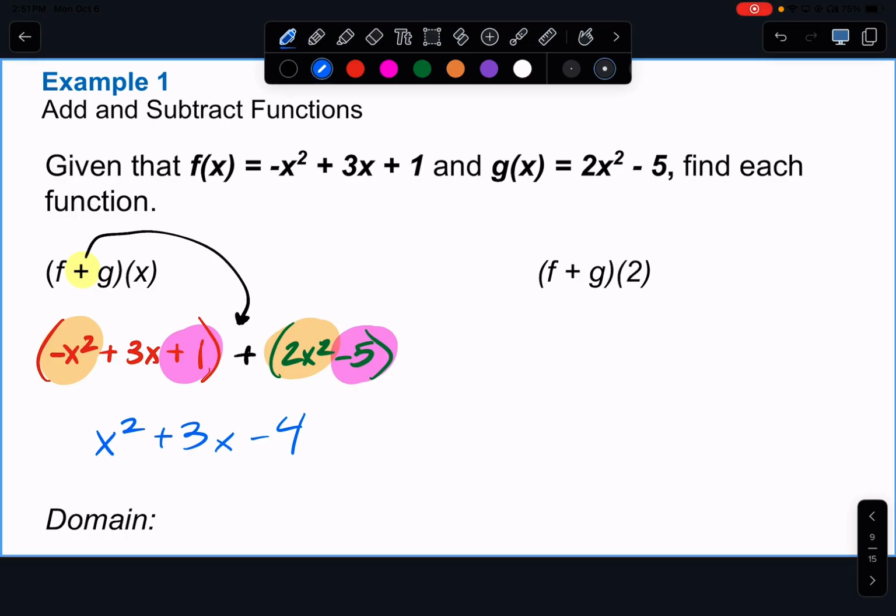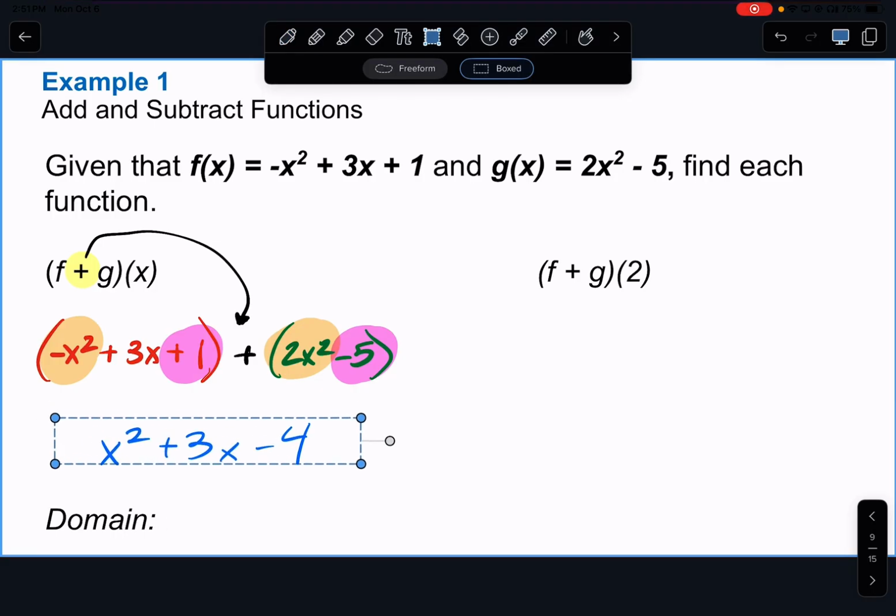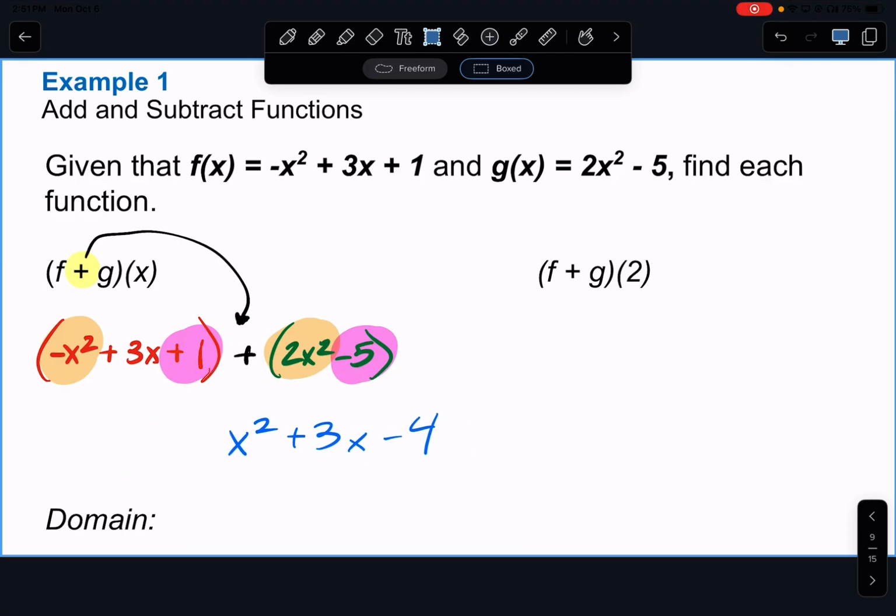So that's what our combined function would look like. To put it into the full function notation, I'll slide that over a little bit. We have f plus g of x equals, so it's just our combined function. That's just telling us that we took two different functions and put them together. I know it makes it look a lot crazier, but that's all it's telling us.